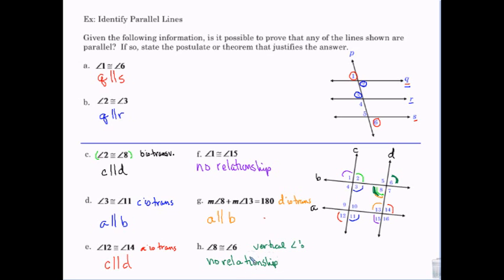That we can tell. I mean, the only thing we can tell between those two angles is that they're vertical. So we know that B and D are intersecting, but it doesn't tell us anything at all about any kind of parallel relationship.